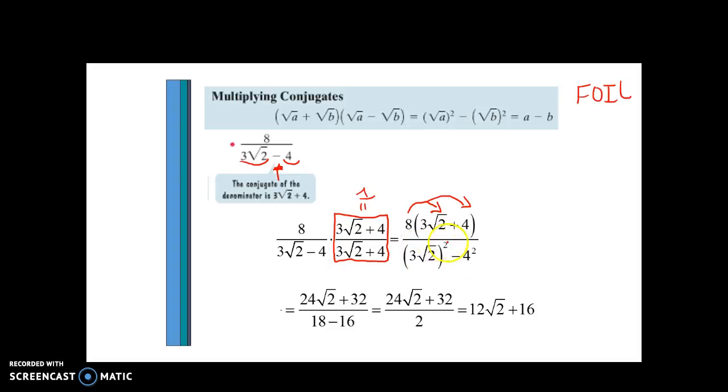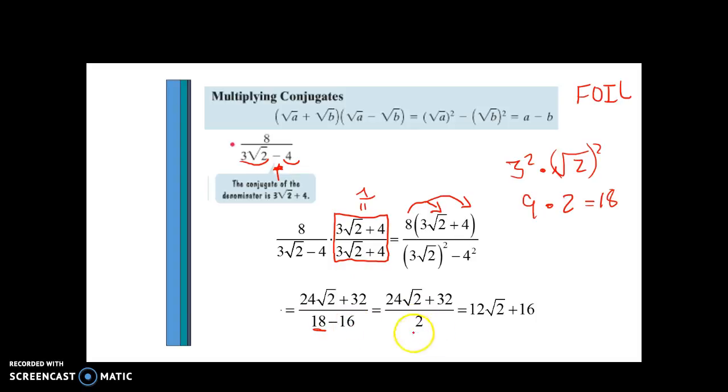And then down here, interestingly enough, 3 root 2 squared, well, remember each little part of this is going to get squared. So that's like saying 3 squared times root 2 squared. All right? So 3 squared is 9, and 9 times root 2 squared, well, the root and the square cancel, so that's just 2. 9 times 2 is 18. That's how I came up with the 18 right there. Minus 4 squared is going to be minus 16. 4 times 4 is 16. So that's cool. What we can do now, we can evaluate this.